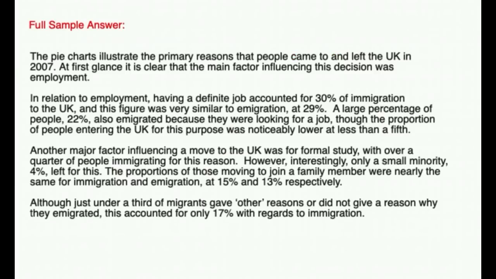Here's the final IELTS pie chart full answer. You can see that the pie chart is introduced here. Next is the overview. Then you have your 3 body paragraphs.